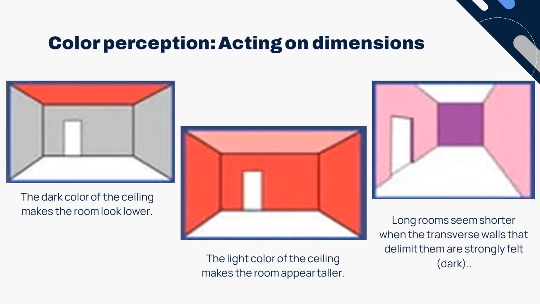Here in these pictures, in the first one, the dark color of the ceiling makes the room look lower. In the second one, the light color of the same ceiling makes the room appear taller. Here in the last one, long rooms seem shorter when the transverse walls that delimit them are strongly felt.